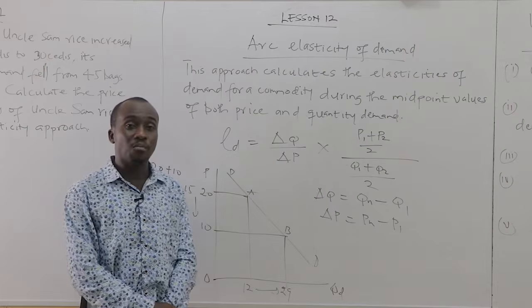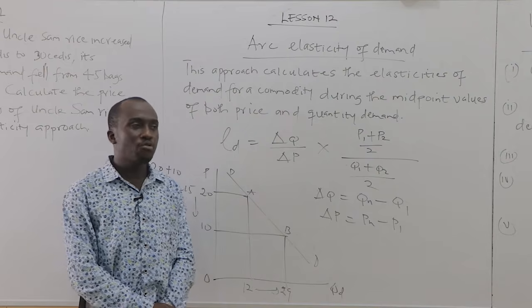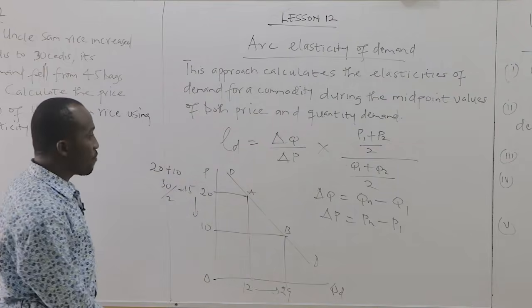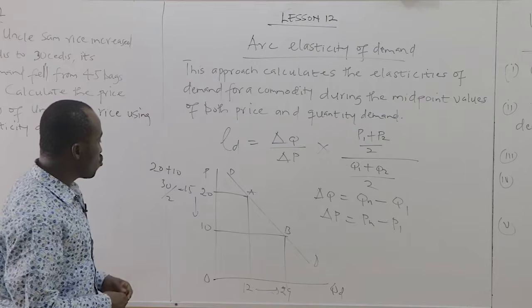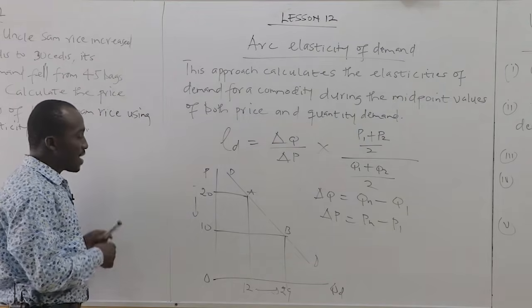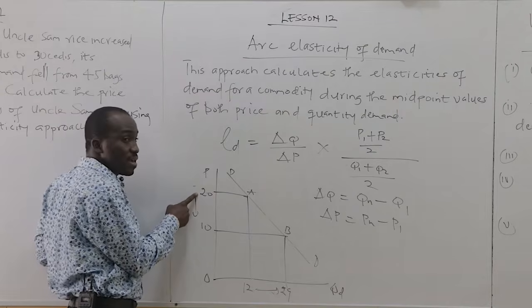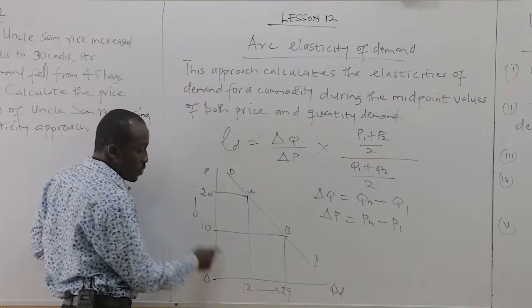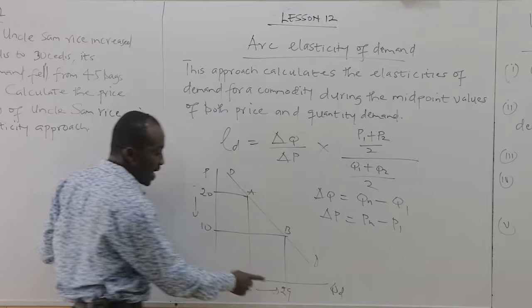with point elasticity, for instance, if I say that the price was 20, the demand was 12, it decreased to 10, then demand is 29, right?